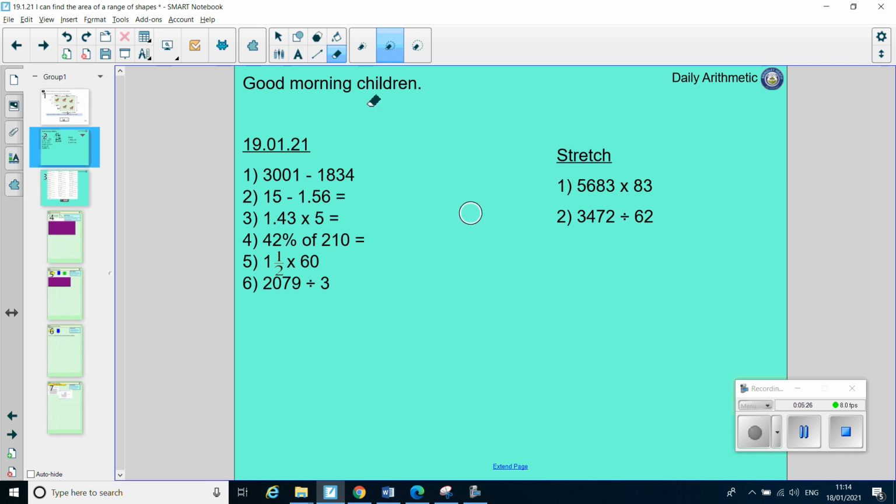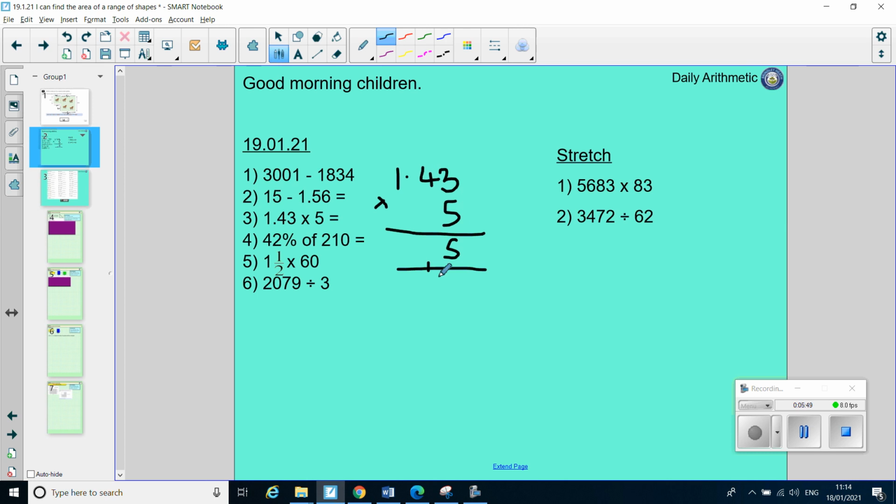Okay, question 3, we're multiplying a decimal by a whole number. Unlike the subtraction, remember, this time we don't need to line up the columns. When we're doing a multiplication, you would set it out as I have done there. So 1.43 times 5. 3 times 5 is 15, carry my 1. 5 times 4 is 20, add my 1 gives me 21. And 5 times 1 is 5, add my 2 gives me 7. And I really importantly need to remember that decimal point drops down into my answer. So my answer is 7.15.